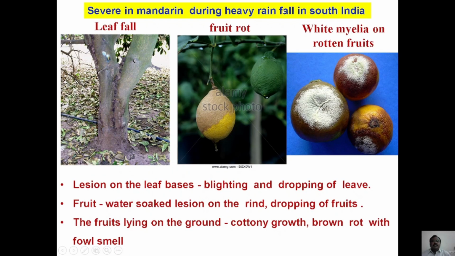As I told you, this disease is very severe in mandarin orange, especially in the southern part of India. This picture shows the severe leaf fall symptom, and this one shows the initiation of fruit rot symptom. These fruits may fall on the ground, and on the fallen and rotten fruits you can see the white mycelial growth. The lesions on the leaf bases ultimately lead to blighting and dropping of leaves. On the fruit, water-soaked lesions form on the rind and cause complete rotting at the point of attachment, resulting in dropping of fruits. Here are fruits lying on the ground with mycelial growth.